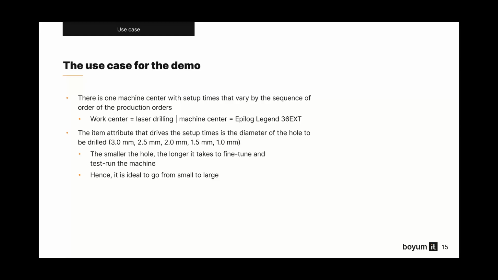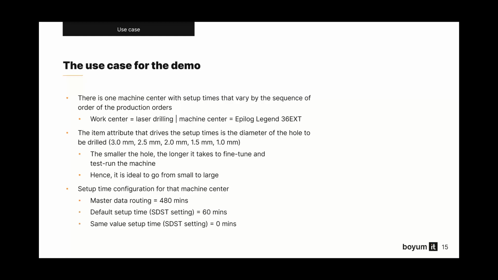And then the way I set up this Epilogue Legend machine center is, first of all, I have routings for production orders that go to this machine center, and there in the master data routing in standard Business Central, I say it will always take 480 minutes. And with this, by the way, you will see it later on, I will get a nice buffer in my schedule. And then I said, okay, when I apply the SDSD function on that machine, the default setup time should be 1 hour. So when I start with something new, on average, it should take 1 hour, and then the same value. So if I go from one production order where the diameter is 1 millimeter to another, it should be 0.